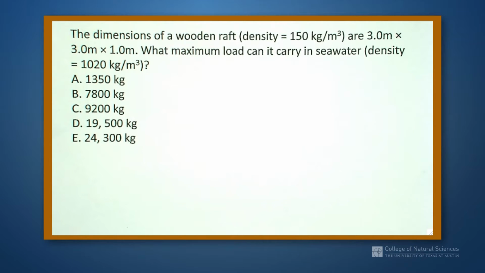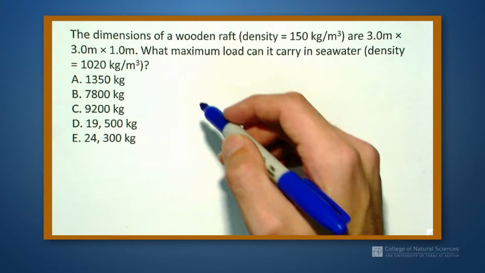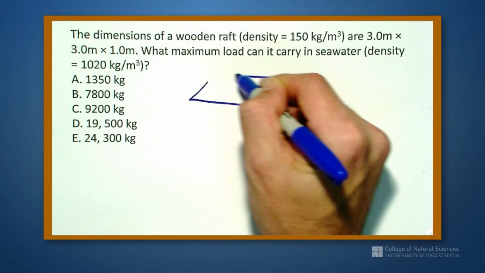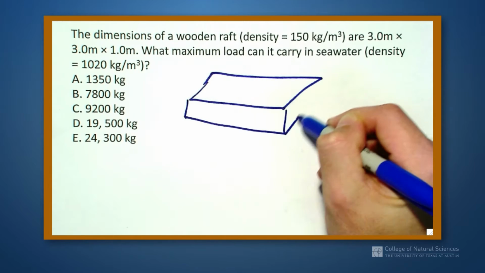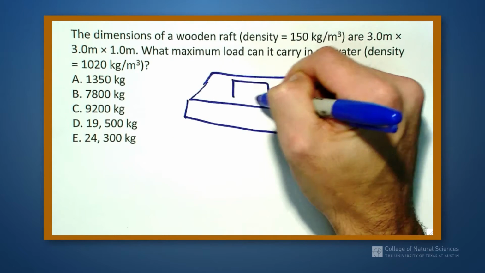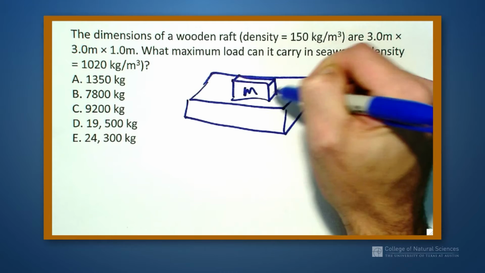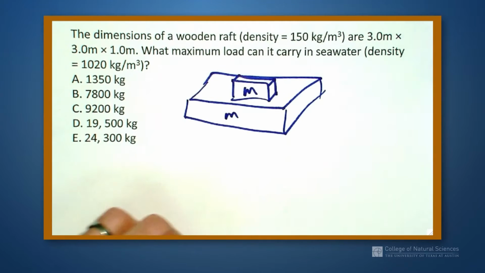So this question says that we have a wooden raft that has dimensions of 3 by 3 by 1 meter. What's the maximum load that it can carry in seawater where the density is 1,020 kilograms per meter cubed? Well, if I think about this, I have my little raft, and I'm going to put some extra mass on top of it. Got the mass itself. And I want to know how much it can carry without sinking.